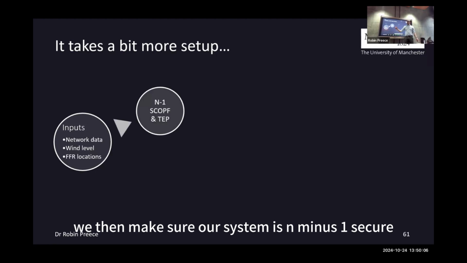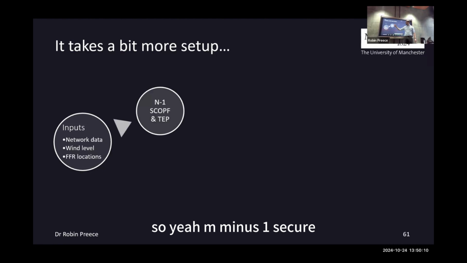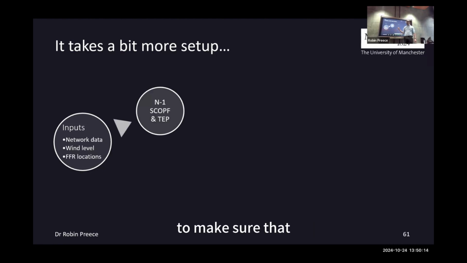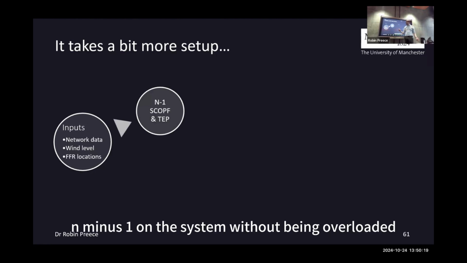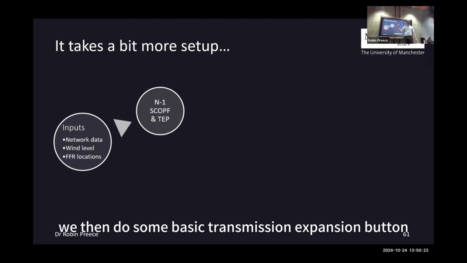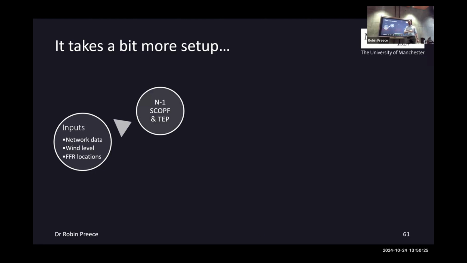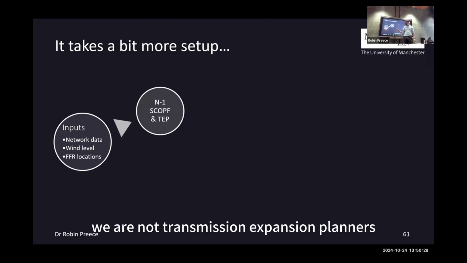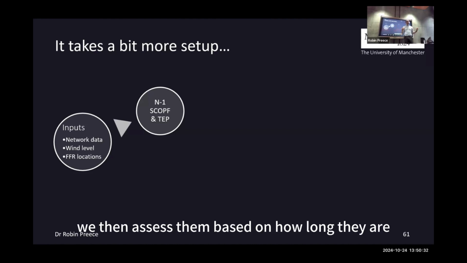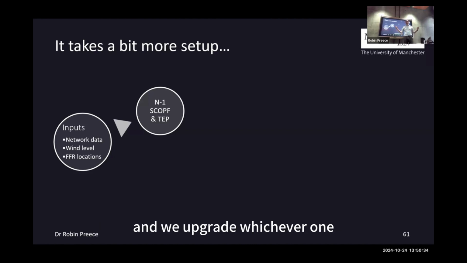We then make sure our system is N-1 secure. So we run an N-1 security constrained OPF to make sure that our system can cope with any N-1 on the system without being overloaded. If it fails that, we then do some basic transmission expansion planning. We are not transmission expansion planners, so we basically just look at which lines get overloaded. We then assess them based on how long they are, and we upgrade whichever one would be the cheapest one to upgrade, so typically the shortest.